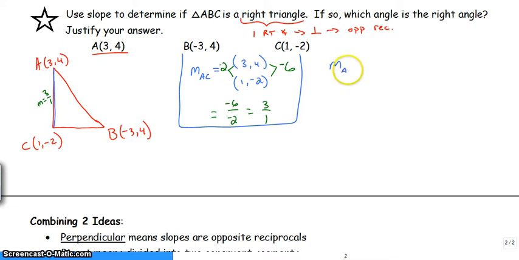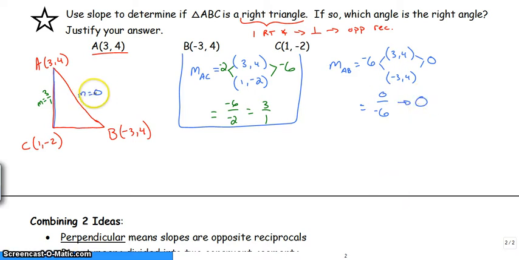Now I can find the slope from A to B. So m of AB is, I use point A, that's (3, 4). Point B, that's (-3, 4). My jump from 3 to -3 is going down 6. From 4 to 4 is 0. My change in y is 0. My change in x is -6. My slope, because the 0 is in the numerator, not denominator, is 0. So I have a slope of 0 for line AB.